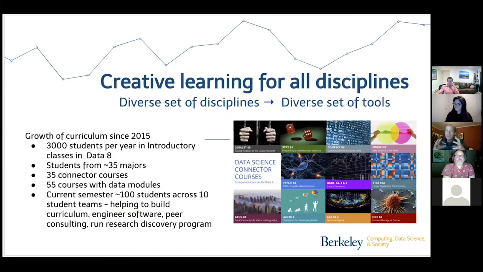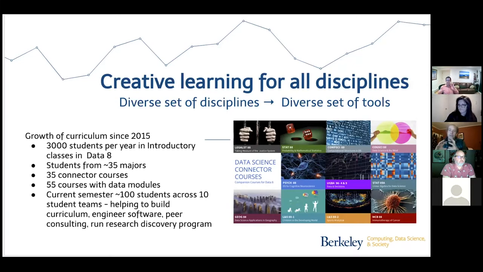So a little bit of background on what's happening at Berkeley, just to frame this. Data science started in 2015. There's now this huge intro class, Data 8, and 3,000 students a year take that big intro class. The infrastructure that I'm going to talk about was built for that class. What's awesome is it gets people from all sorts of majors. There's 35 different majors, sometimes more, in any given iteration of the class.